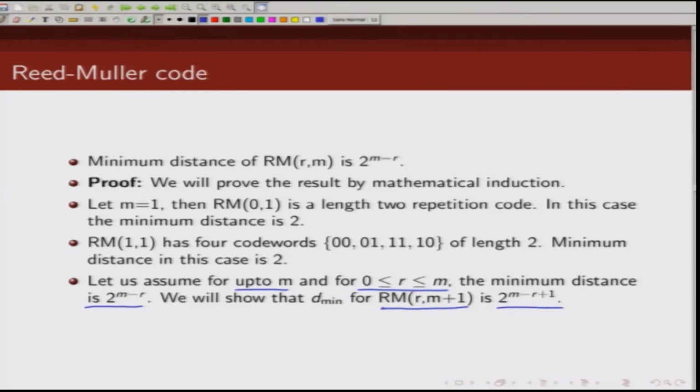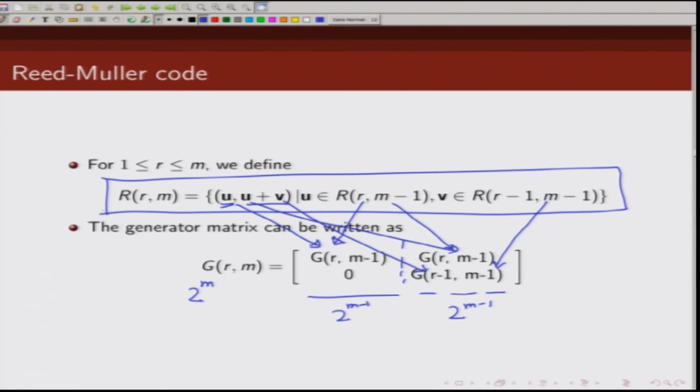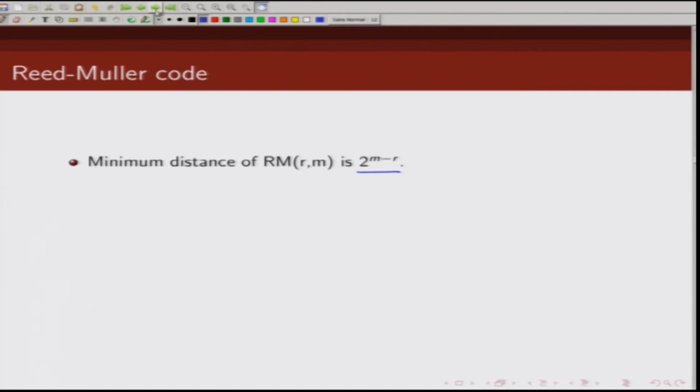Now, to prove this, we are going to make use of this construction of Reed-Muller code, that the Reed-Muller code of order r and length 2^m can be constructed recursively using this. We are going to make use of this construction to prove our result. So, let us see how we proceed.